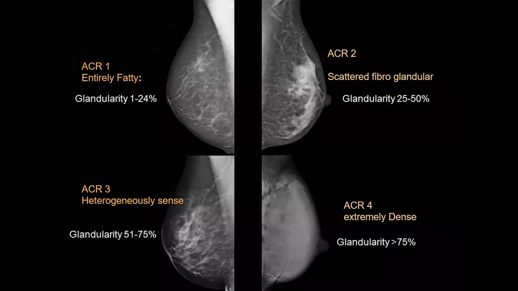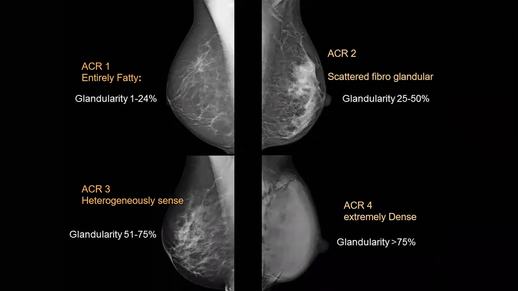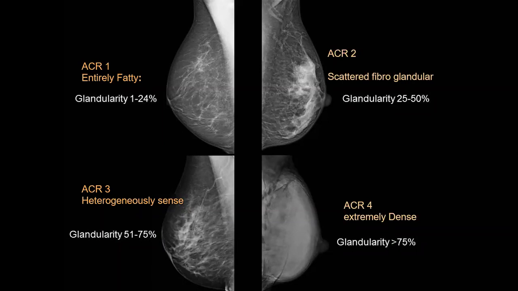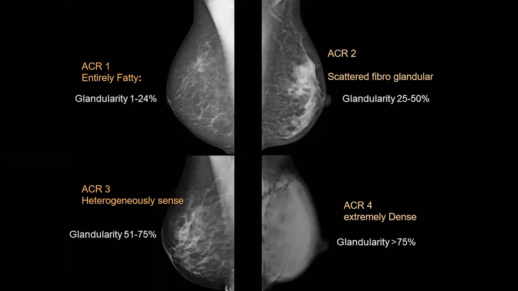And previously, in the previous editions, they used the percentage volume of the fibroglandular parenchyma to describe the breast density, starting with SER1 when the fibroglandular breast is less than 25%, reflecting an entirely fatty breast. And when the fibroglandular parenchyma is 25 to 50% scattered within the breast, they described it as SER2, or scattered fibroglandular parenchyma.